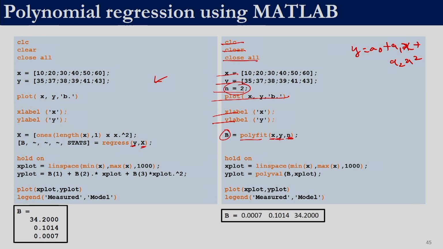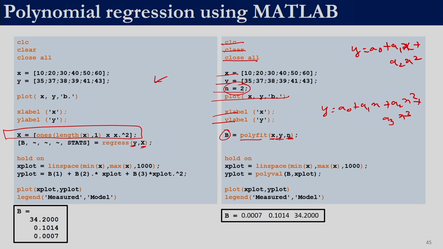For this same data we can also fit a third order polynomial. For example, if we wanted to fit y is equal to a naught plus a1 x plus a2 x square plus a3 x cube, all that we had to do was instead of n is equal to 2 we need to say n is equal to 3. Remember, unlike in regress wherein we were forming this matrix X by stacking a column of 1s and then having x values and x square, we do not need to do that for the polyfit function.